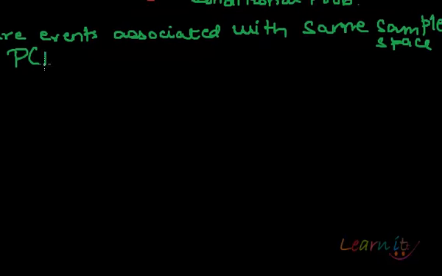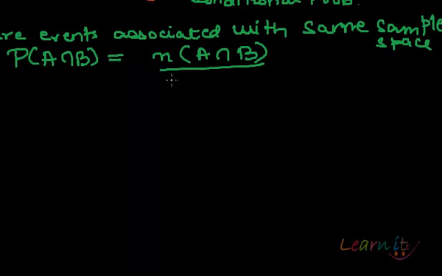what would be the probability of A intersection B? It will essentially be the number of outcomes associated with A intersection B upon the number of total outcomes, right? So that would be as written here: n(A ∩ B) upon n(S).